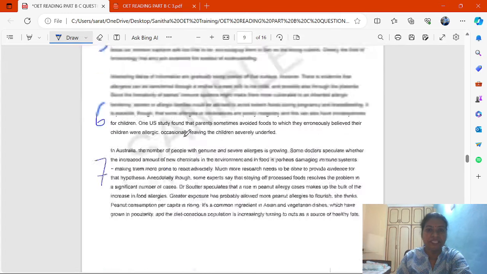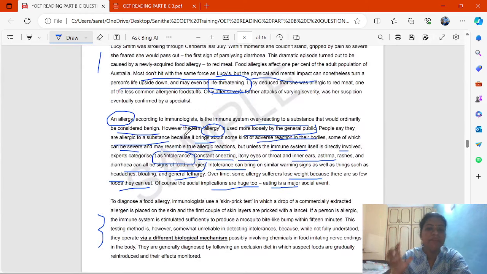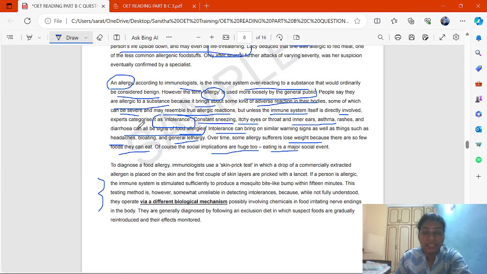Food intolerance can have an unpredictable impact on the person affected. So we have to check if there is any wording about an unpredictable impact on the person's life. Read once more. It is not discussing any points about an unpredictable impact on the person's life. Intolerance can bring on similar warning signs as well as things such as headache, bloating, lethargy. But here there is no mention of an unpredictable impact on the person's life.